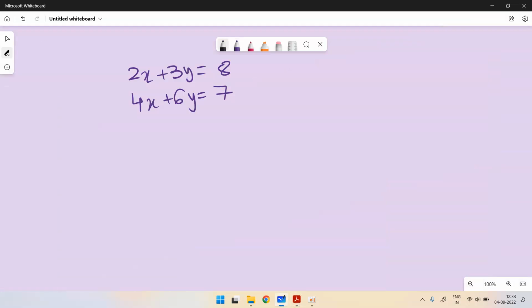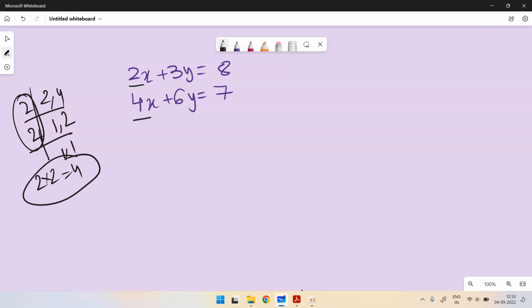So here you can directly see that this is 2, this is 4. If you take the LCM of 2 and 4, dividing by 2 gives 1 and 2, then 2 into 2 is 4. 4 is the LCM. So I mark this as equation number 1 and this as equation number 2.